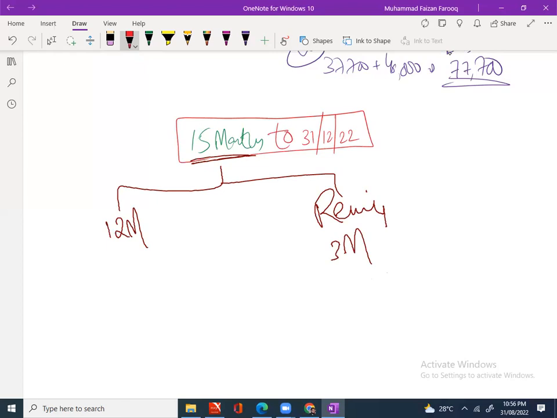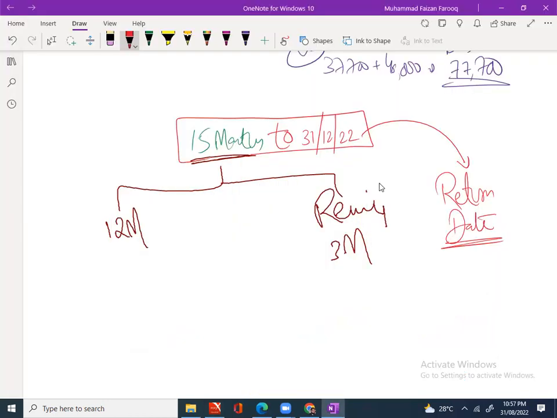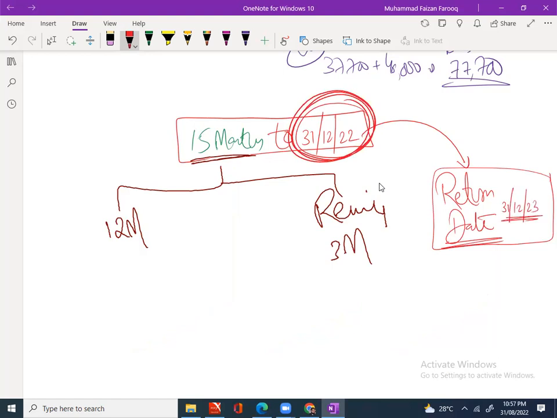So what I will do, the submission date, the return, how many returns first of all do I need to submit? We have one long accounting period, but we split it as per our requirement, working 12 months separate and the remaining months separate. So what should we do? Remember one thing, we should submit the return on the same date. This is the long year end, no? The date will be the same, 31st December next year. You saw? The return date will be the same.